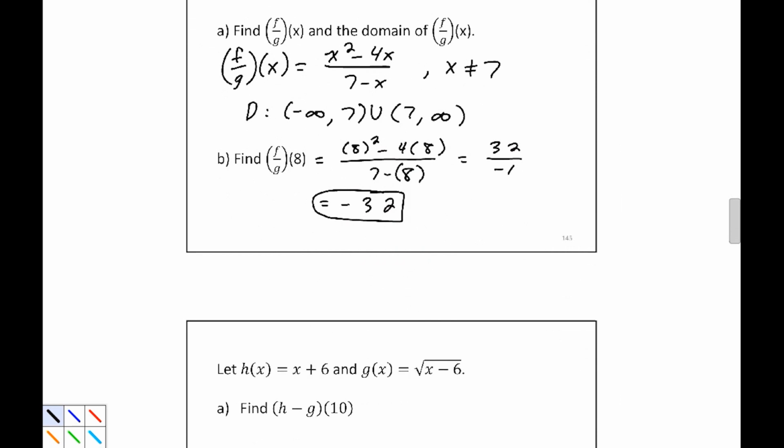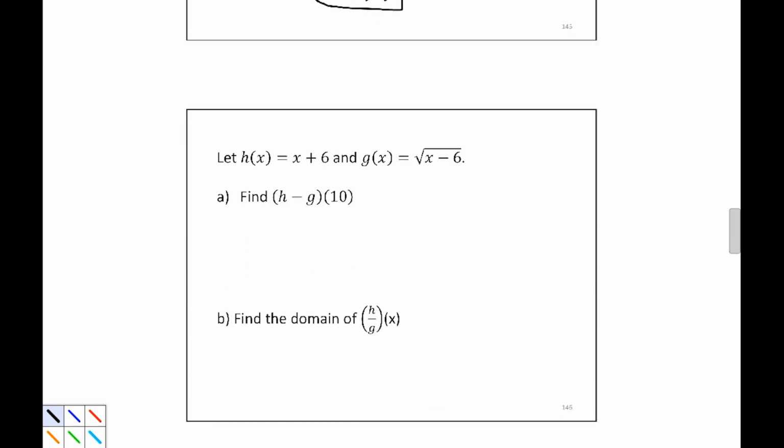Now for our last example of this type, let h of x equal x plus 6 and g of x equal the square root of x minus 6 as a quantity. First question is find h minus g of 10. And I would much prefer to find h minus g first. So this will be h of x minus g of x. All right. Well, h of x is x plus 6 minus the square root of x minus 6.